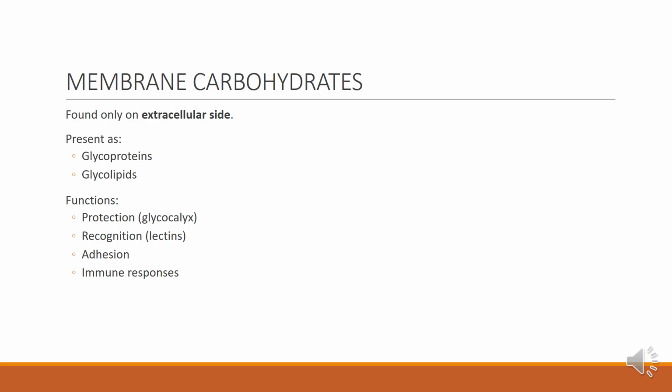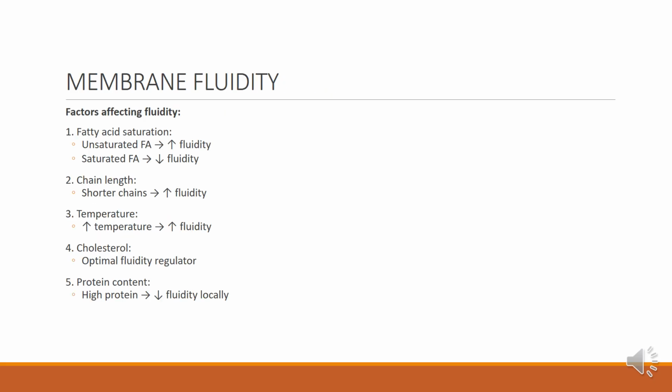Then comes the membrane carbohydrates. Carbohydrates are exclusively found on the extracellular side of the membrane, forming glycoproteins or glycolipids. The functions include protection via glycocalyx, recognition by lectins, adhesion and immune response facilitation. Next comes membrane fluidity.